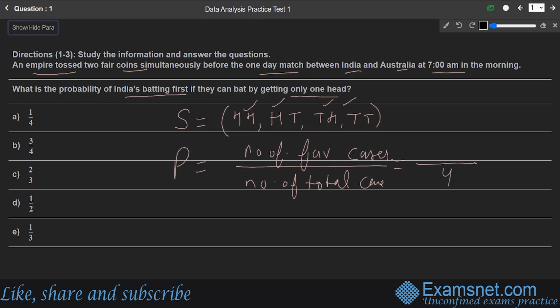And how many favorable cases are there? The cases will be favorable in which there is only one head available. So how many such cases are there? This is one head available and this is one head available. So two are the favorable cases. So the probability becomes simply 1 by 2. So it is available in option number D, and that is right.